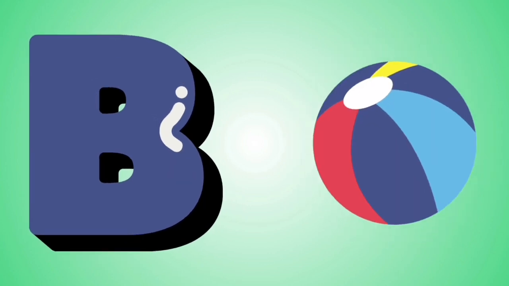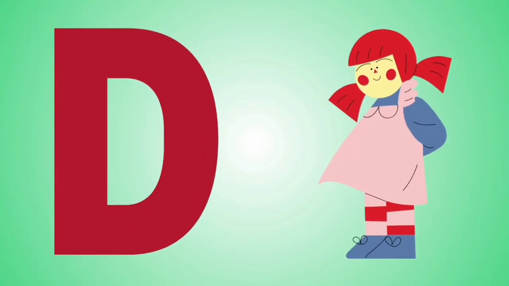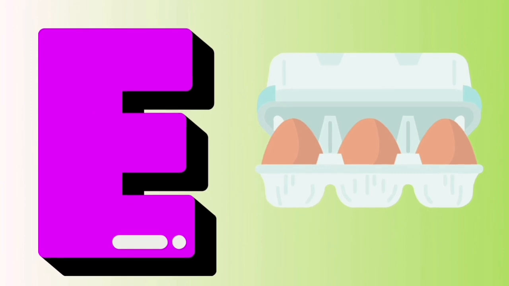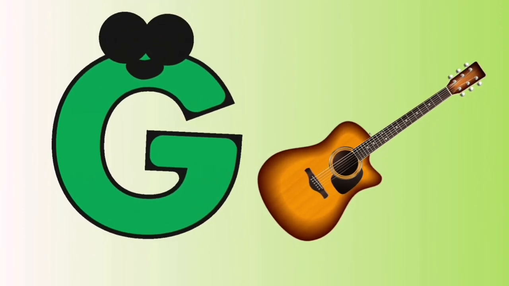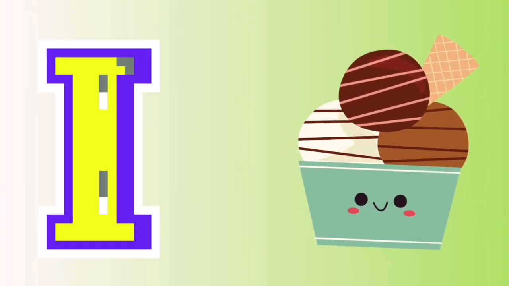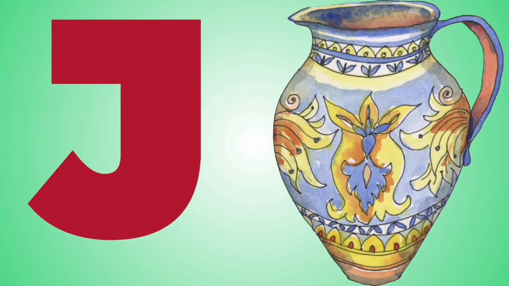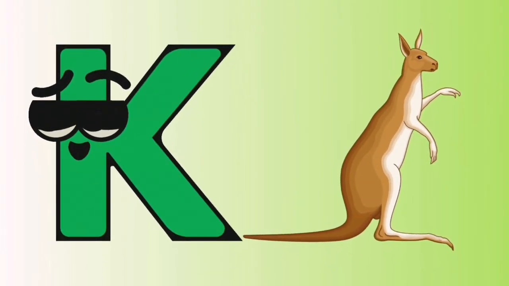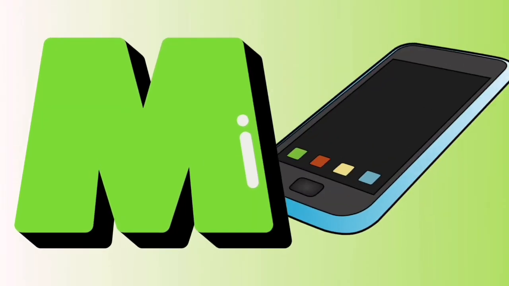A for ant. B for ball. C for cup. D for doll. E for egg. F for fish. G for guitar. H for heart. I for ice cream. J for jug. K for kangaroo. L for lion. M for mobile.